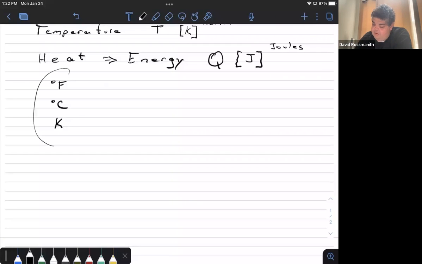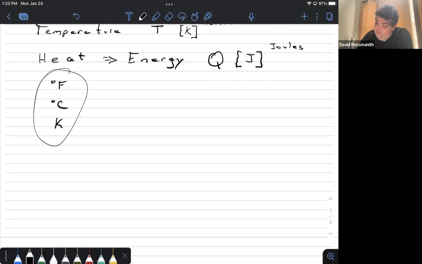So we need to figure out the relationship between these three units. The one we will be using is Kelvin for the calculations, because just like units of distance have to be meters for our equations to work, or the time has to be seconds, not weeks, same thing here with temperature. In order for our equations to work, when we get the equations, we have to use Kelvin. So the first thing we need is, of course, a way of converting between the different sets of units.